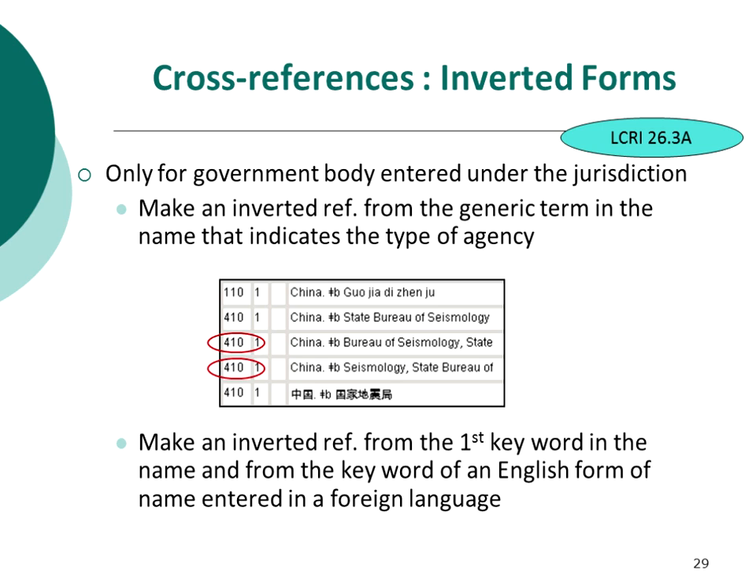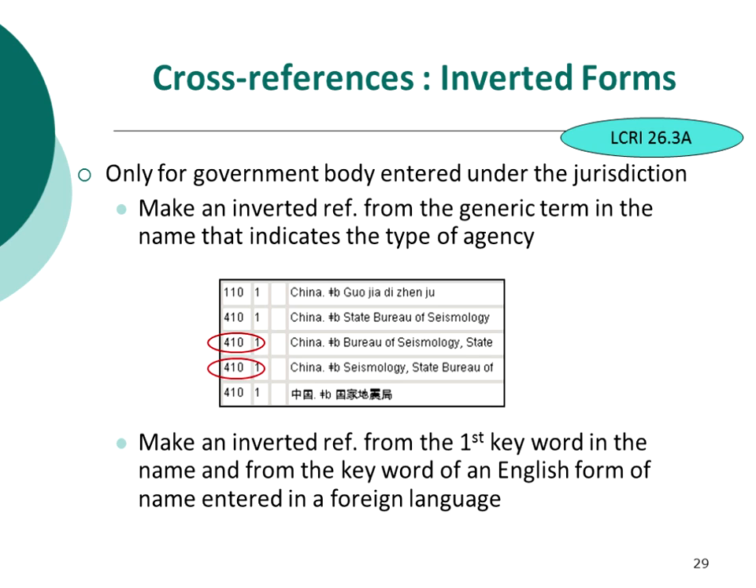When that term is preceded by a word that is not recognized as a part of the name. Okay, a little bit of jargon here, but checking the examples will help us understand much better. We have a 410, and the first 410 here is State Bureau of Seismology. According to the rule on inverted cross-reference, we provide a cross-reference under the generic term that indicates the type of agency. Here it is Bureau.